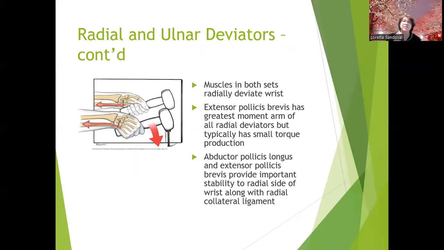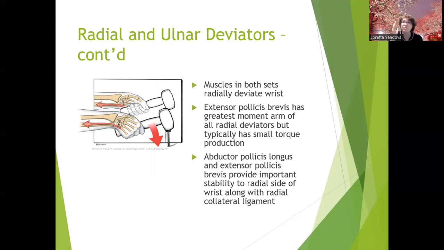So muscles in both the hand extrinsics and the wrist activate to radially deviate the wrist. The extensor pollicis brevis, which is a thumb muscle, has the greatest moment arm of all the radial deviators, but it has a really small torque production. So the abductor pollicis longus, which is also a thumb muscle, and extensor pollicis brevis provide stability to the radial side of the wrist along with the radial collateral ligament.